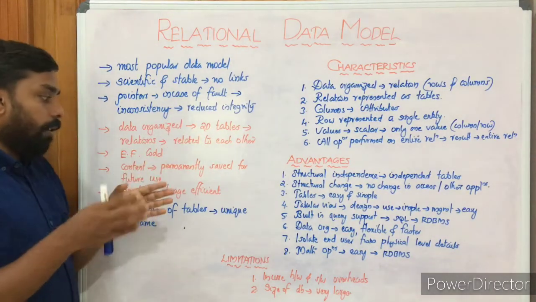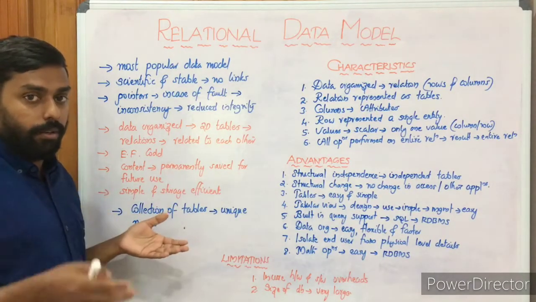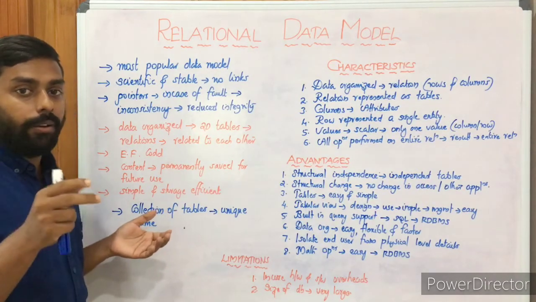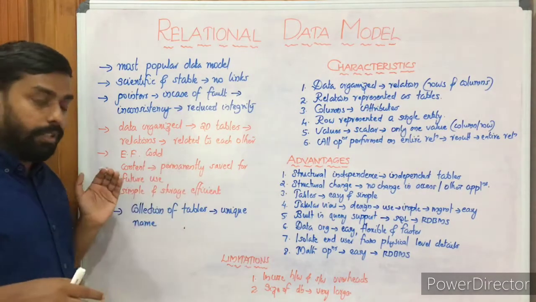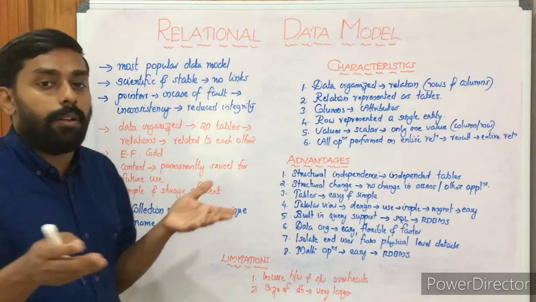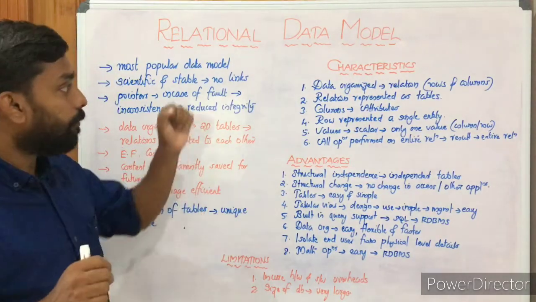Then the content is permanently saved for future use, we know that. Then it's simple and storage efficient. The relational data model is simple to understand, simple to use, and storage efficient. And of course we know it's a collection of tables, these tables are connected, and each table must have a unique name.